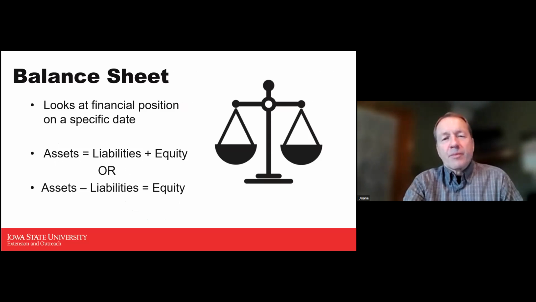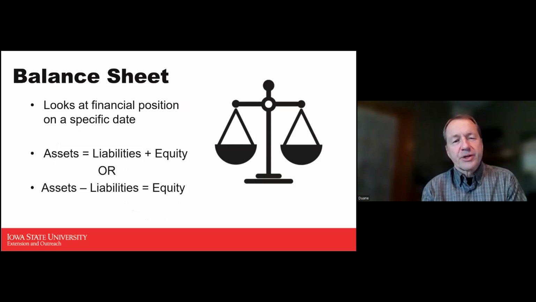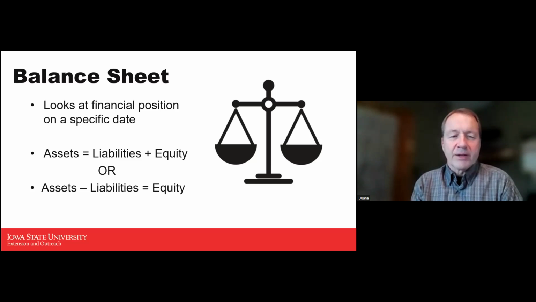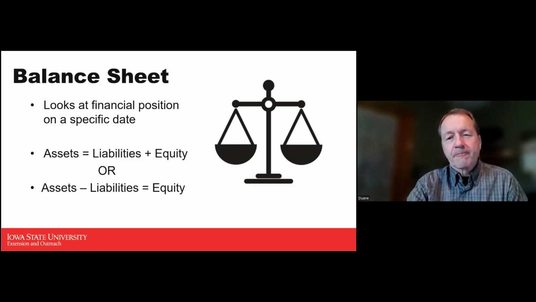Looking at the balance sheet, it does not look at our results over a period of time, but it looks at our financial position as of a specific date. And then we call it a balance sheet, of course, because we must be in balance on both sides of our equation. The assets have to equal the liabilities plus the equity, or sometimes it's a little easier to think about it as the assets minus the liabilities equals the equity. Sometimes a simple way to think of it is assets is what we own, liabilities are what we owe, and equity is basically what's left over.